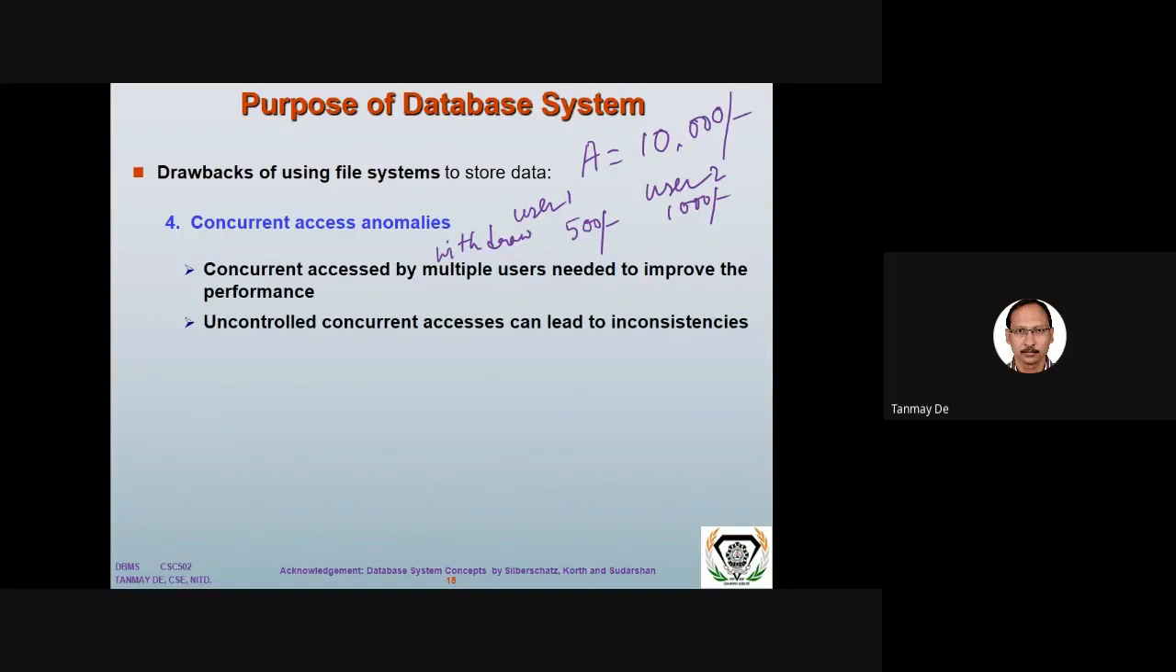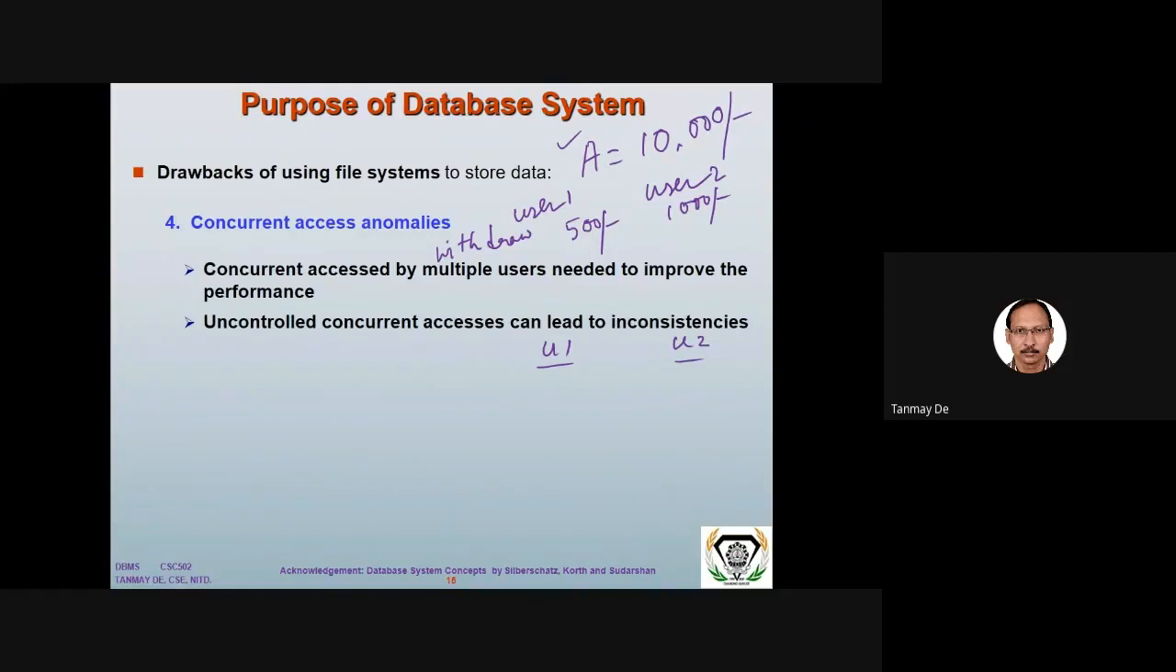So the result of this concurrent or simultaneous access may lead to the account being in an inconsistent state. Suppose account A contains 10,000 rupees. Suppose we have user one, say U1, and U2 is user two.